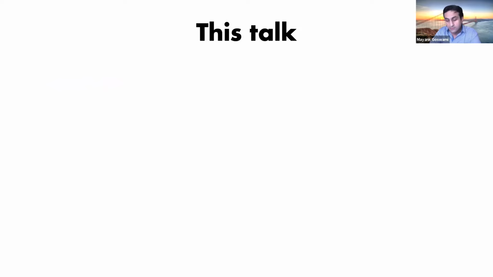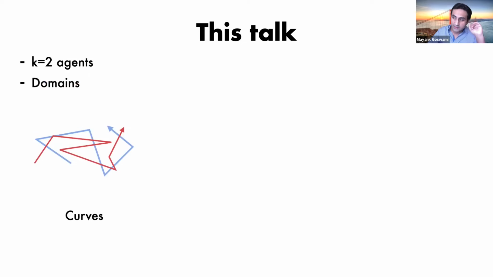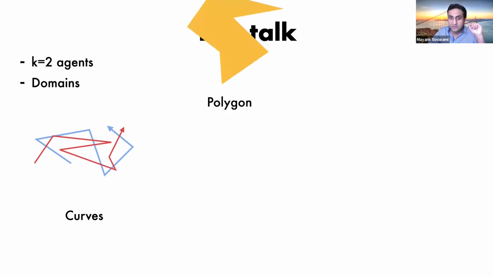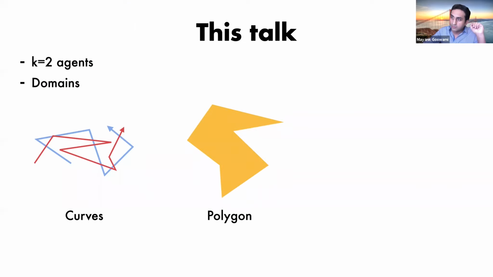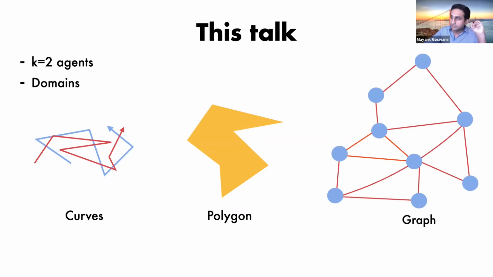So in this talk, we'll only study the case of two agents. That's already pretty interesting. And we look at different kinds of domains, three types. First, we'll look at the case where agents are moving on just curves. Then two agents in a polygon. And then we'll also look at agents moving on a graph. And the graph could be either geometric or non-geometric. So we'll talk about it soon.